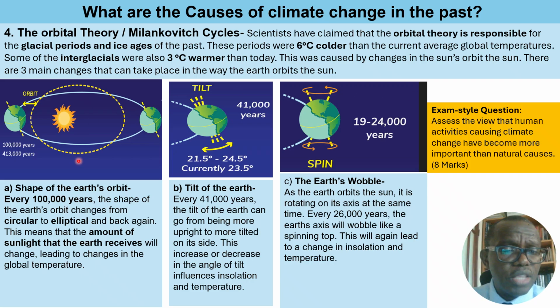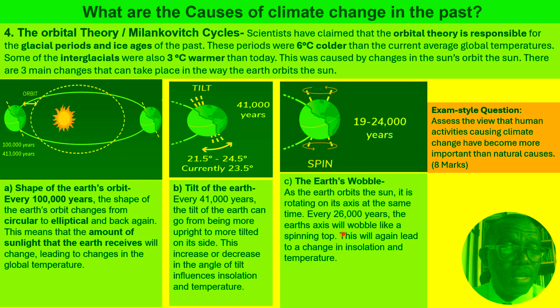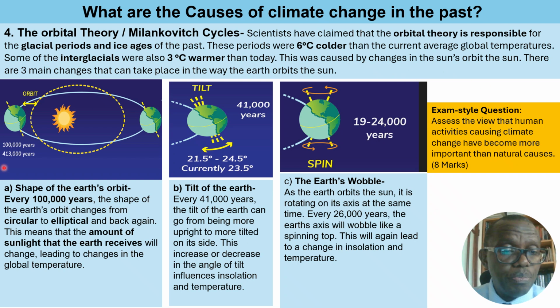So these three changes in the Earth's orbit are what are referred to as the Milankovitch cycles, and they are also what has been used by scientists to explain the glacial periods and interglacial periods of the past. Okay, so those are four causes of climate change in the past.